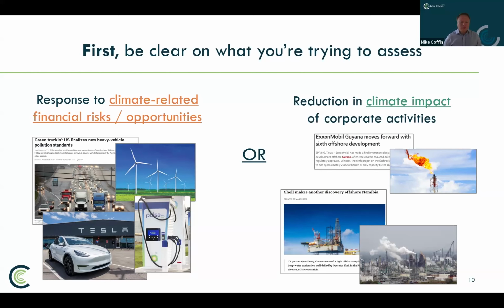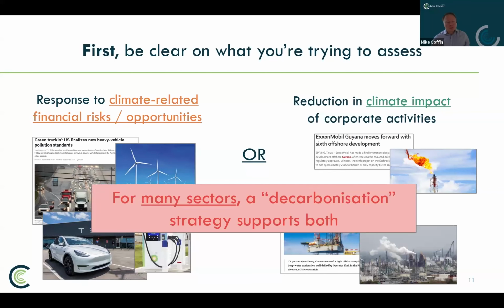For many sectors, a strategy of decarbonisation supports both reduction in climate-related risk and reduction in climate impact. So, for example, if you're a demand sector, it's ultimately about trying to make widgets, but using fewer emissions in the process, whether that's your scope 1 and 2 emissions in the production or the scope 3 emissions of the suppliers you use. Crucially, those are upstream in the value chain. So by switching suppliers, you can reduce your emissions. Ultimately, you can decarbonize the product by reducing the emissions associated with its manufacture.